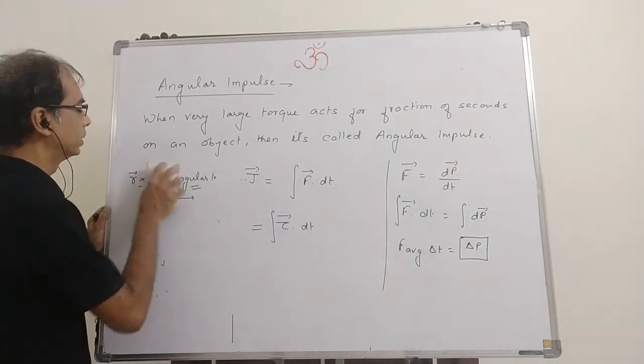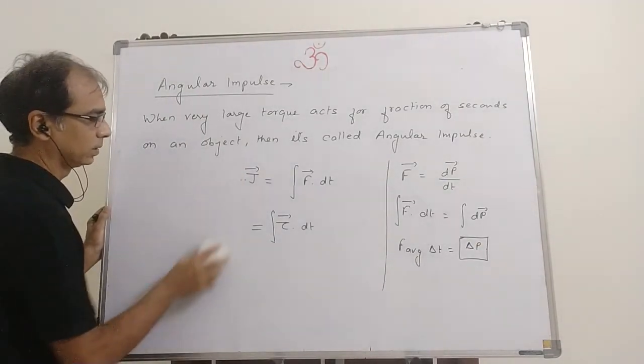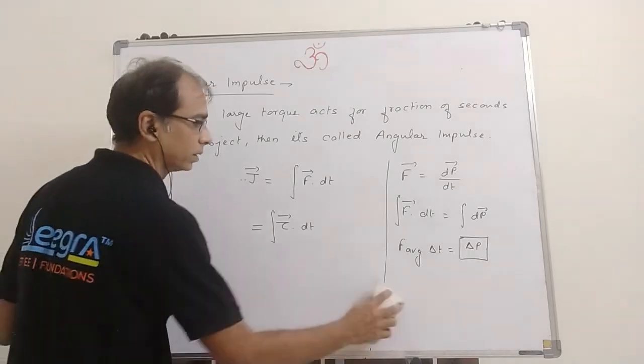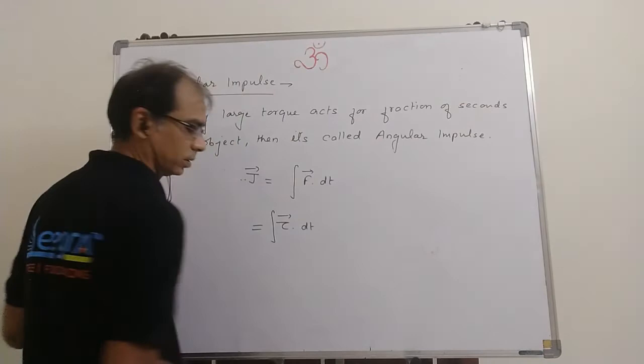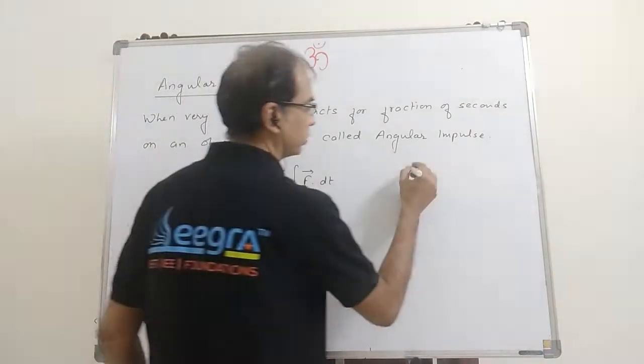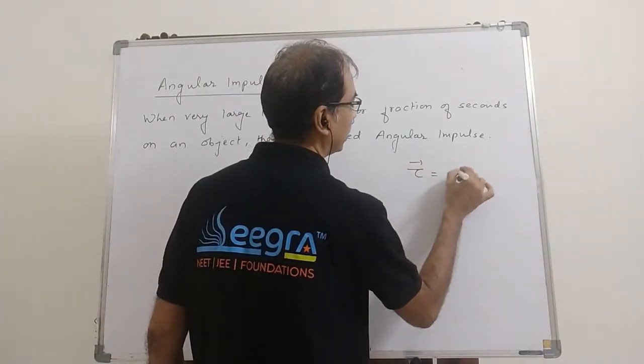Okay, so let's come back over here. So angular impulse, we have written torque dt. Right? So torque dt basically is what? We have also studied about torque. What we have studied about torque, we said that torque basically is dL by dt.